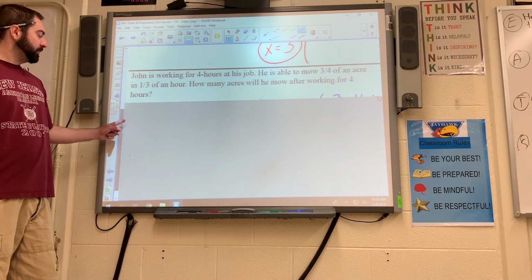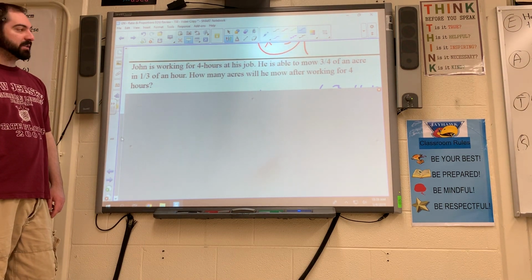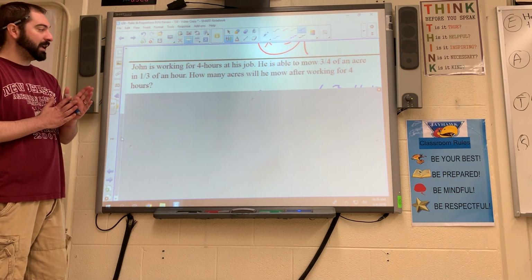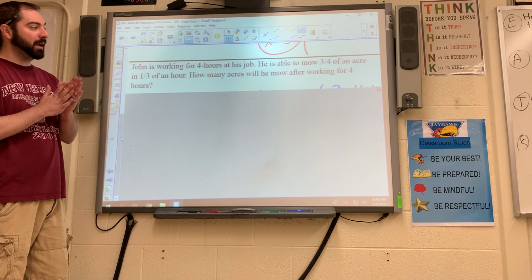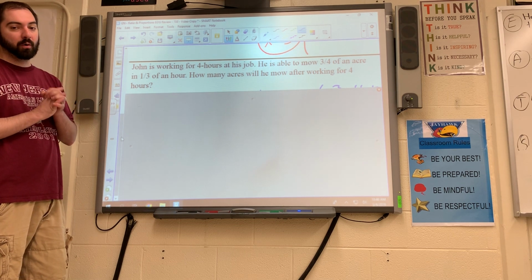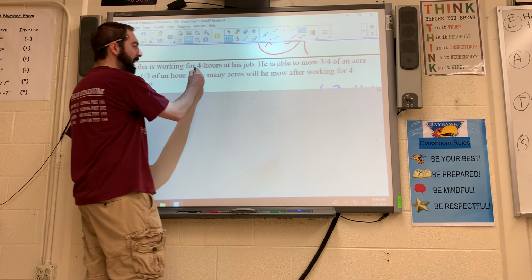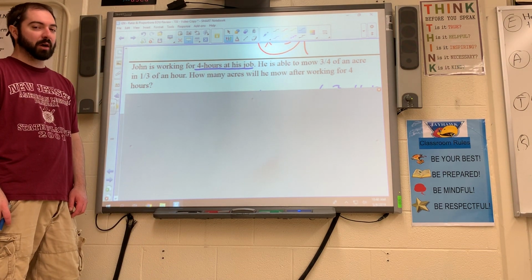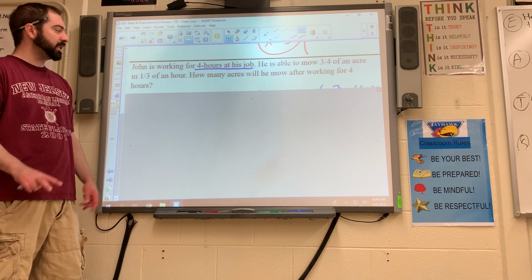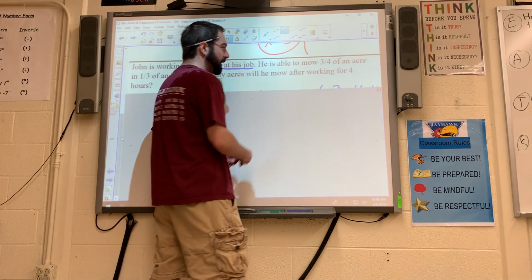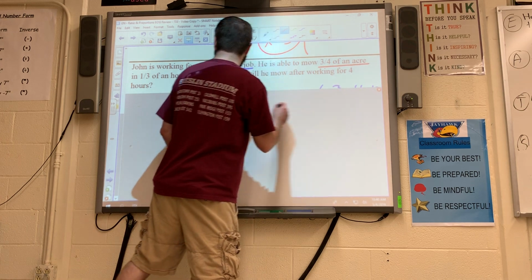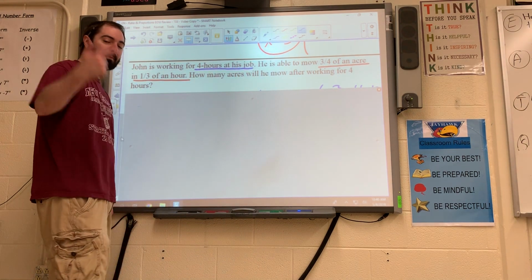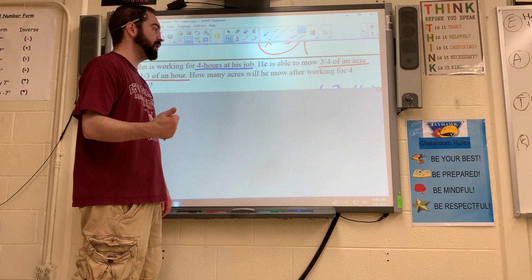Second example. John is working for 4 hours at his job. He is able to mow 3/4 of an acre in 1/3 of an hour. How many acres will he be able to mow after working for 4 hours? Well, this 4 hours is all by itself in a sentence. So that's not where I'm going to start. Remember, I always want to start with the two numbers that are in the same sentence together. Right here. 3/4 of an acre in 1/3 of an hour. That is my ticket. That is my given ratio. That's where I start the problem.